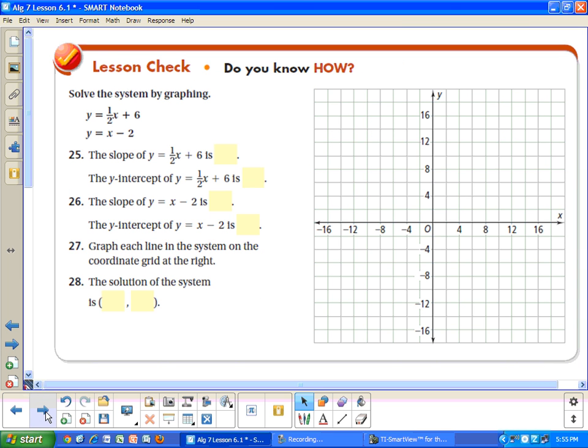Now to solve this system by graphing, both of these are written in slope-intercept form, so we can use the intercept, which on the first one is 6, that's right here, and then the slope is 1/2, which means every time I go up 1, I go over 2. Notice the scale is 2, so up 1 over 2 is the same as going up 2 over 4. So that would put us on that track. I can go ahead and draw that line in.